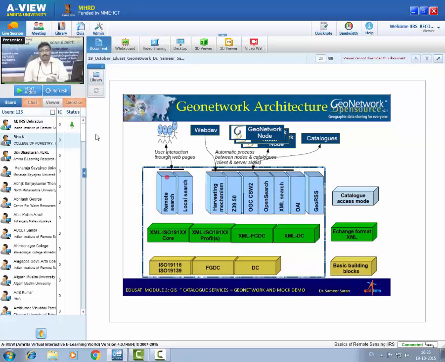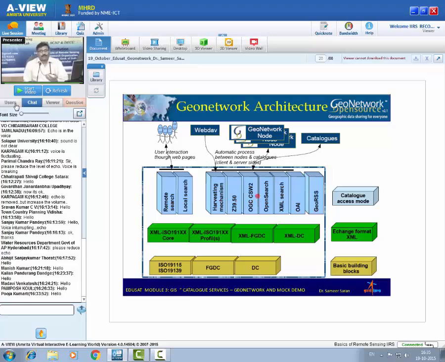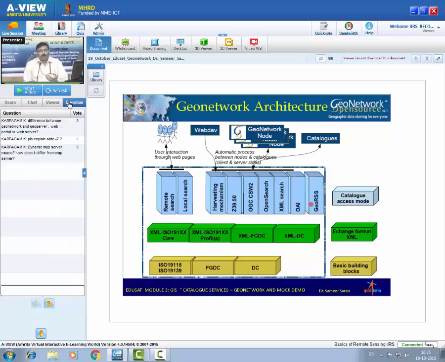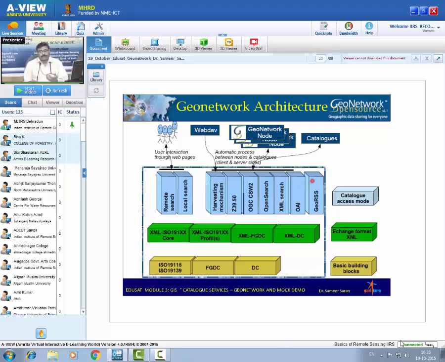These are the mechanisms by which the distributed data can be accessed. These are some of the protocols which have been used to do the searching across the distributed nodes. So any system which uses these protocols, Z39.50 or CSW or OpenSearch or OAI or GeoRSS, can directly be accessed through this GeoNetwork portal. Once these systems are available, one can access all the data sets and they can be consumed among the different data providers.